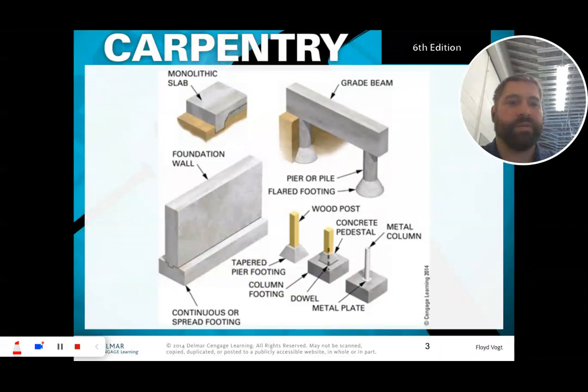So here we have a different approach for different things. At the bottom, we have different types of piers. This up here is a continuous or spread footer. Up here we have a monolithic slab, which is the footer, wall, and the slab with it. This is a grade beam. You may have seen these underneath bridges and stuff like that.